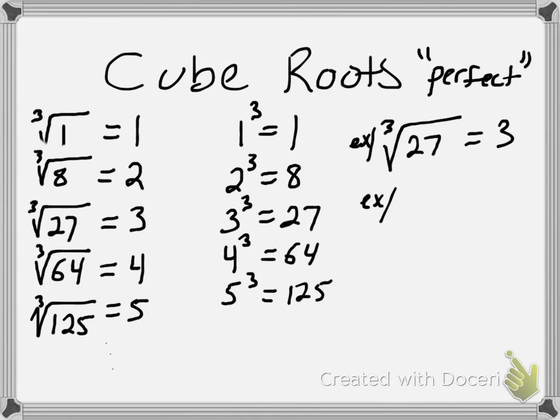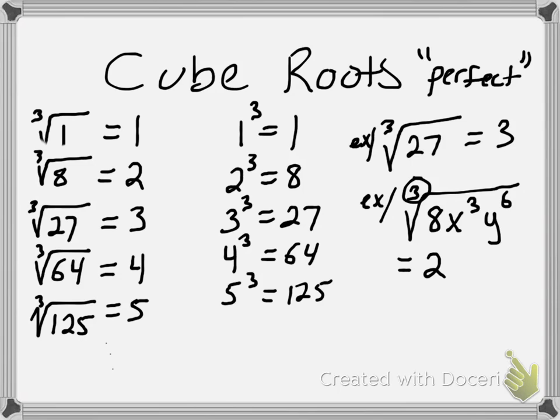Let's try one that has some variables to it. Again, if it has a number right here that's considered something other than a square root, so this is a cube root, as it has a 3 there. So let's say I had the cube root of 8x to the third and y to the 6, let's say. Well, I can do the number part easy. The cube root of 8, which is going to give us a 2.